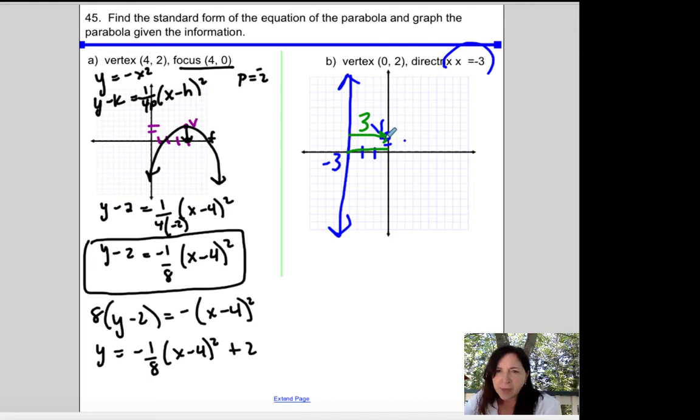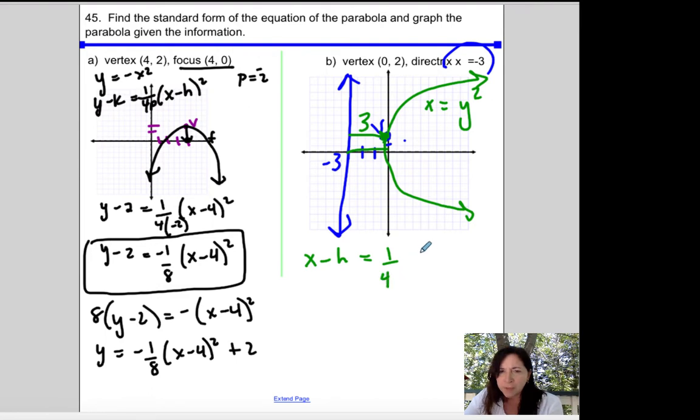Also, I know that this is my vertex, my directrix, and my parabola is going to go like that. If it's y equals x squared, it goes up or down. But if it's an x equals y squared, it's going to go to the right or to the left. Left if it's negative, but this is positive. So that means it's going to be x minus h equals 1 over 4p times the quantity y minus k, quantity squared.